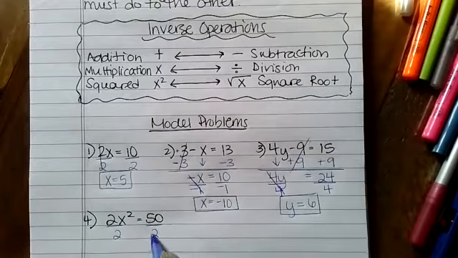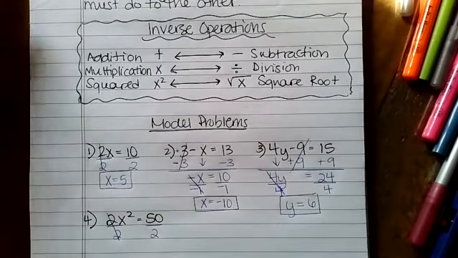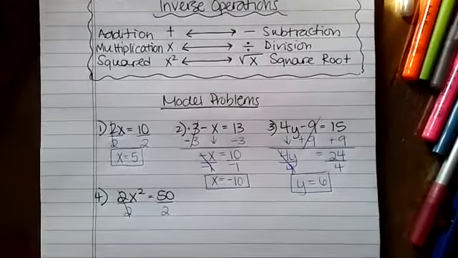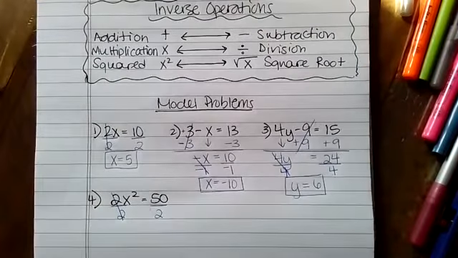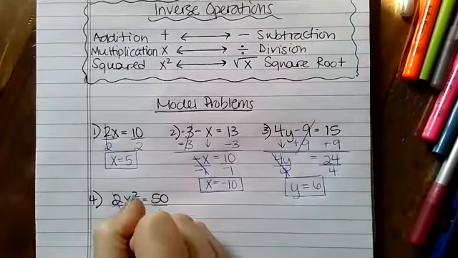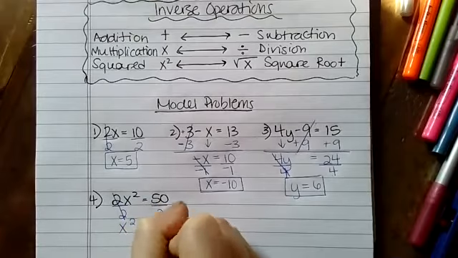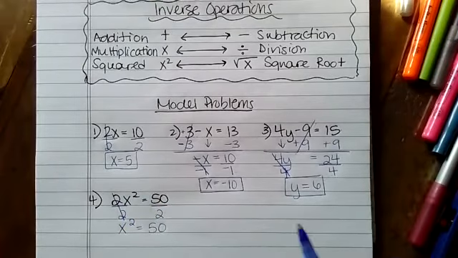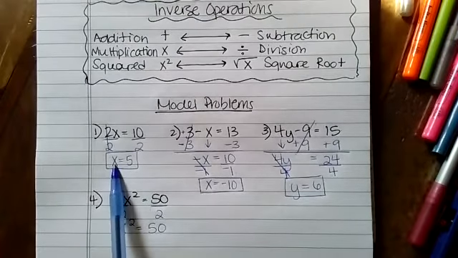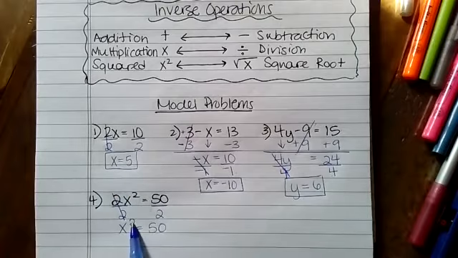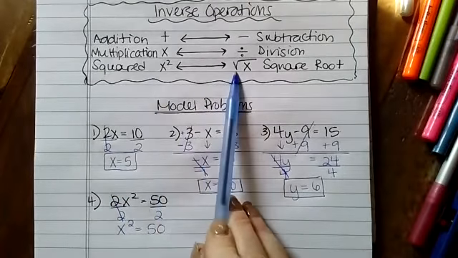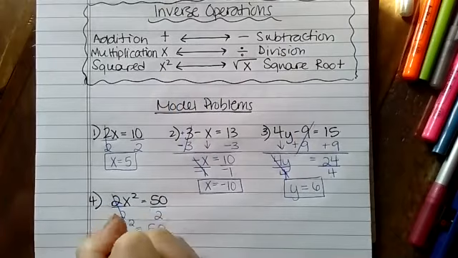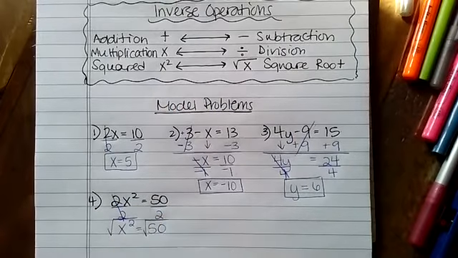Whatever I do to one side, I do the other, divided by 2, okay? So let me move this up just a little bit right there, okay? So then I'm left with x squared equals 50, okay? And again, my variable needs to be alone. If it's squared, that means that there's 2 of them. The opposite of squared is square root. So I'm going to go ahead and take the square root of both sides, okay?